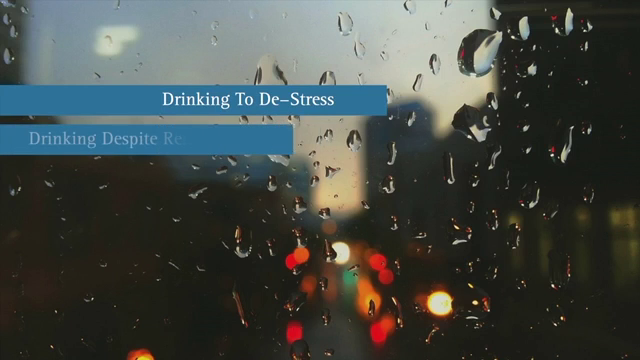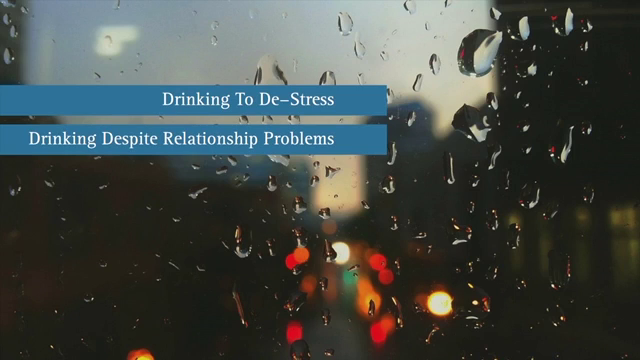There's continued drinking despite relationship problems, where alcohol is causing or making problems worse in your relationships with your friends, family, or spouse, and you continue to drink. A good warning sign is when different people in your life have pointed out that they don't like the way you act when you drink.